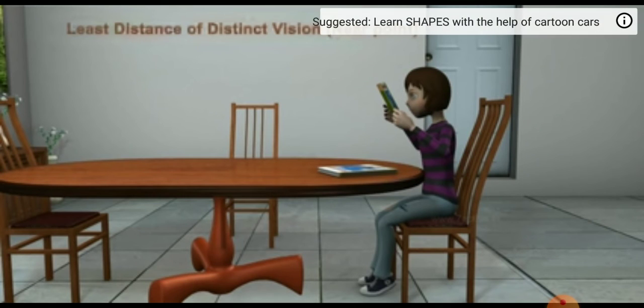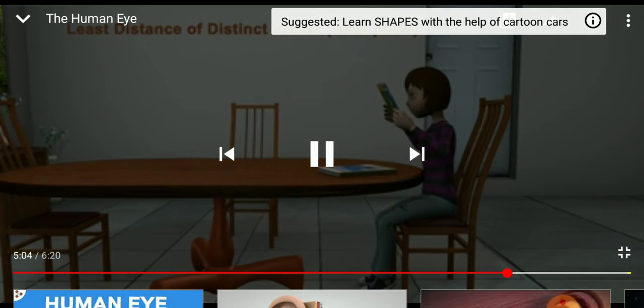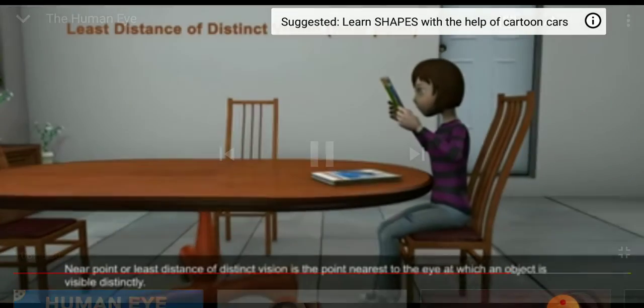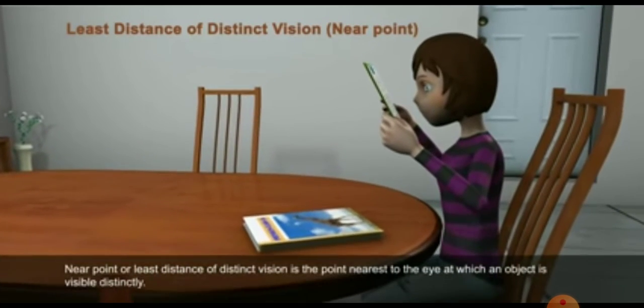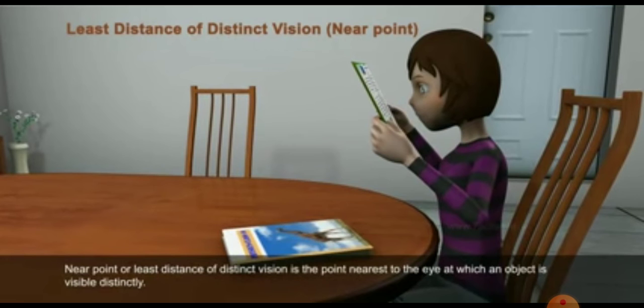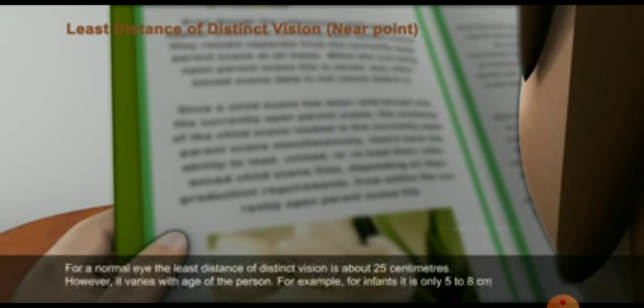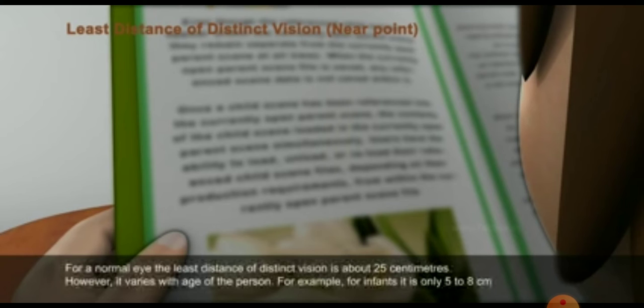After this, the least distance of distinct vision. The near point, or least distance of distinct vision, is the point nearest to the eye at which an object is visible distinctly. For a normal eye, the least distance of distinct vision is about 25 centimeters, however it varies with the age of the person.